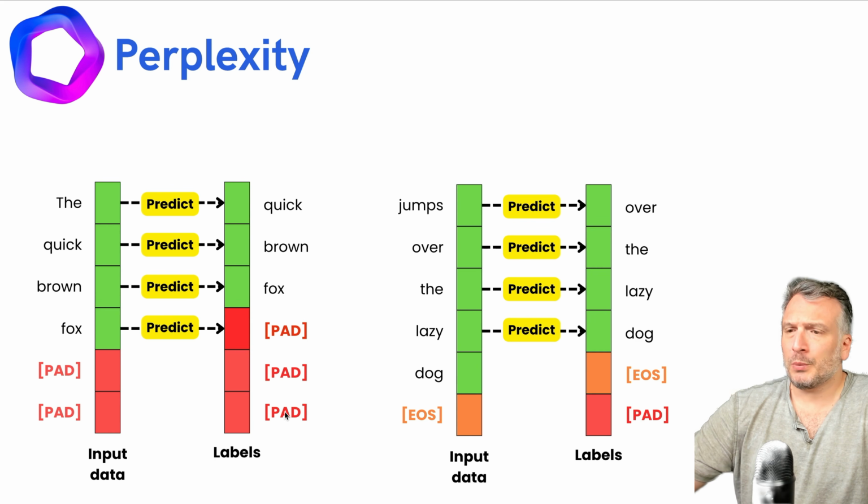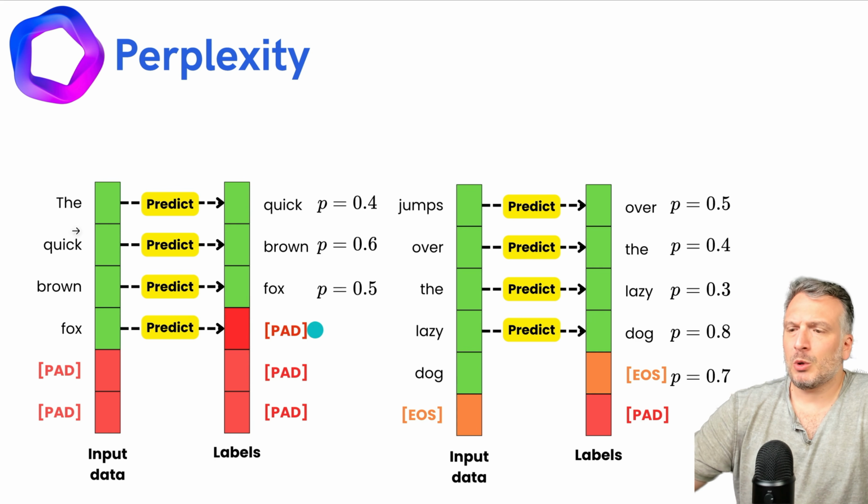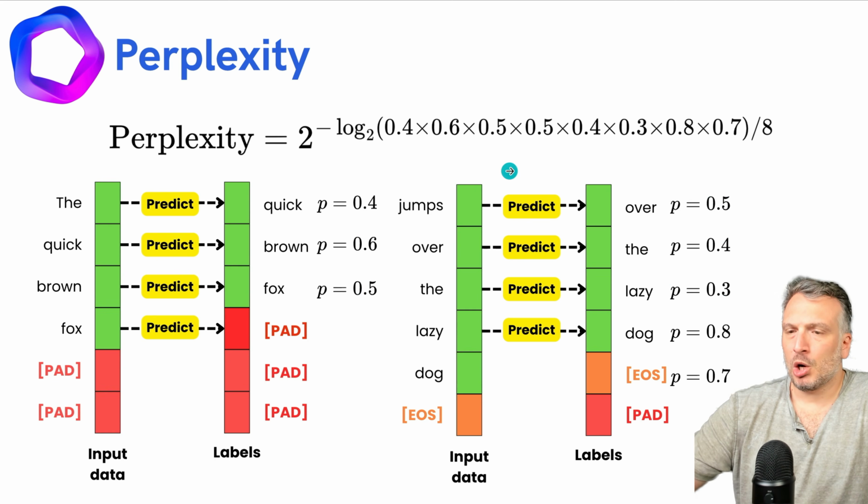So let's try to compute the perplexity. If we were to inject this data into the model, it would predict some probabilities for each of the tokens. So maybe for the word quick, it would predict the probability 0.4, and for the word brown, it would predict the probability 0.6, and so on for all the different words and tokens that we have in the data.